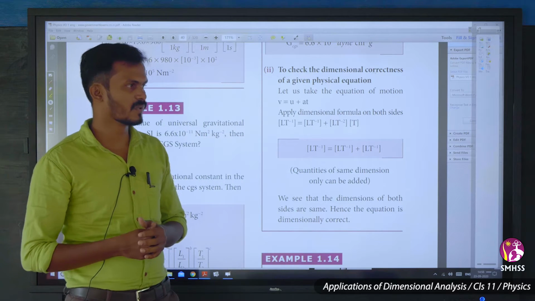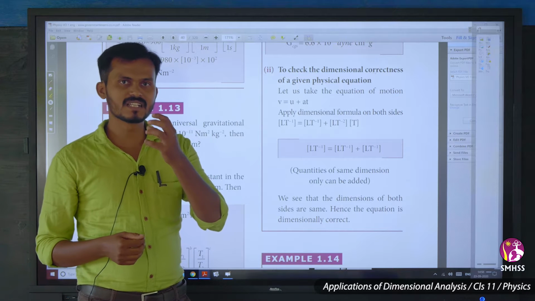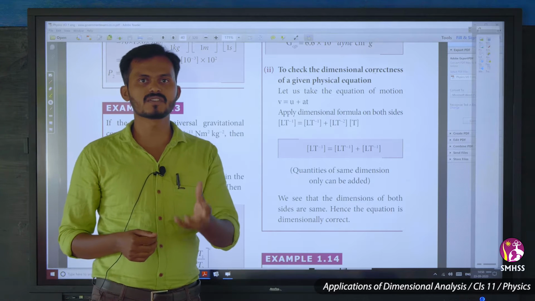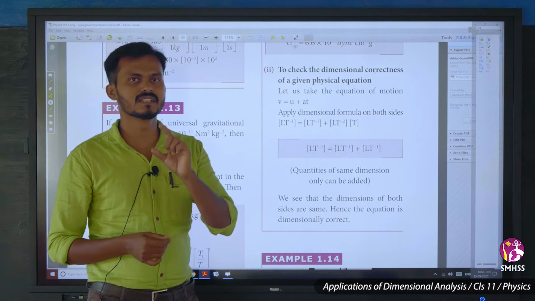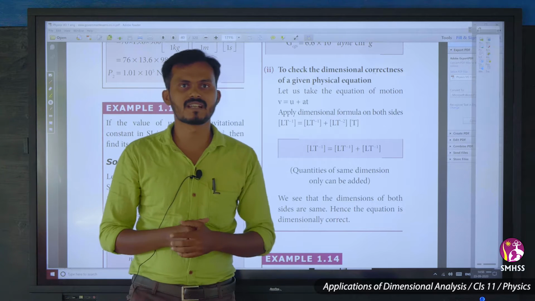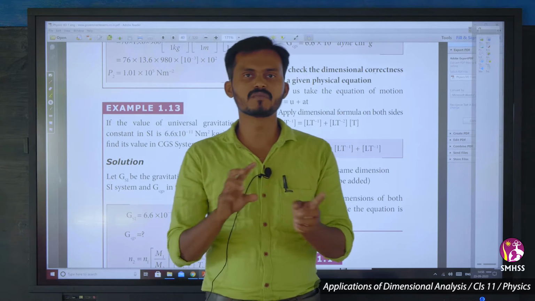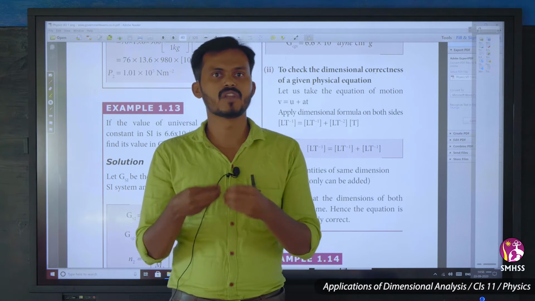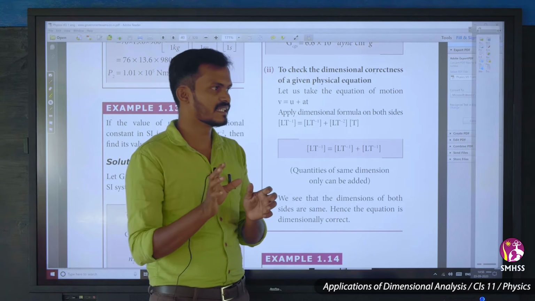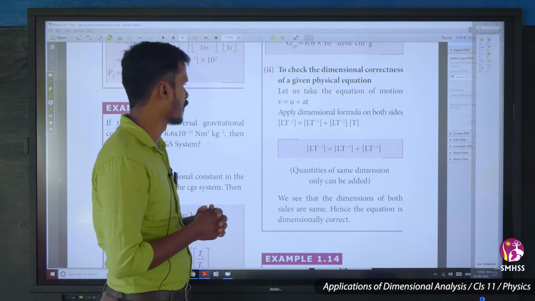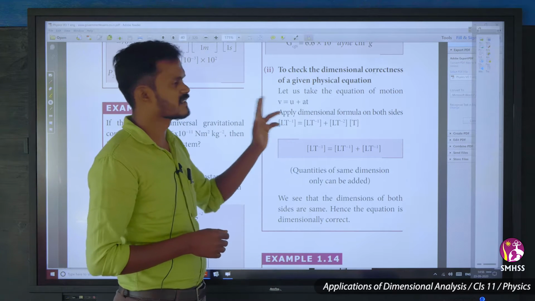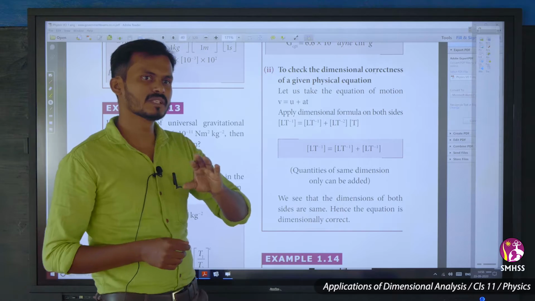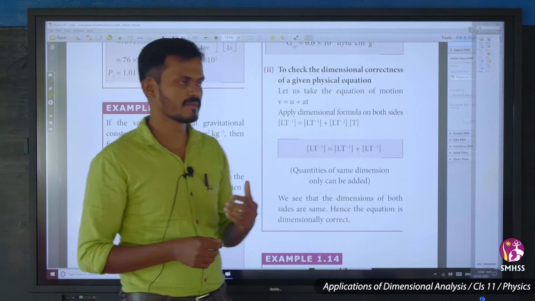So, we are going to check whether the physical relation between those quantities is correct or not. That is the second application. Using dimensional analysis, we are going to check whether the relation between those physical quantities is physically correct or not. We can relate this with the homogeneity of dimensional analysis.